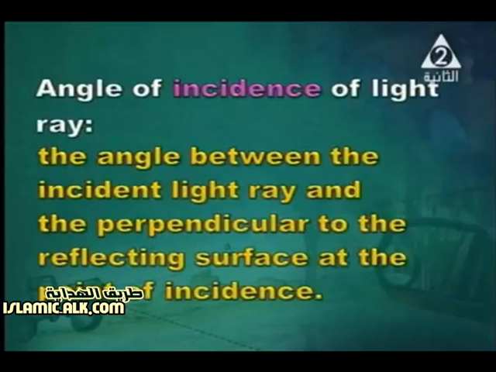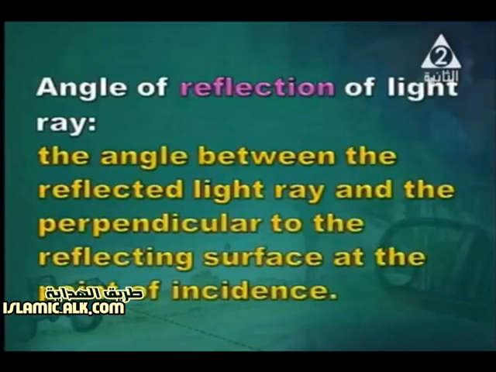The angle of incidence of the light ray is the angle between the incident light ray and the perpendicular line to the reflecting surface at the point of incidence. What is meant by the angle of reflection of the light ray? It is the angle between the reflected light ray and the perpendicular line to the reflecting surface at the point of incidence.